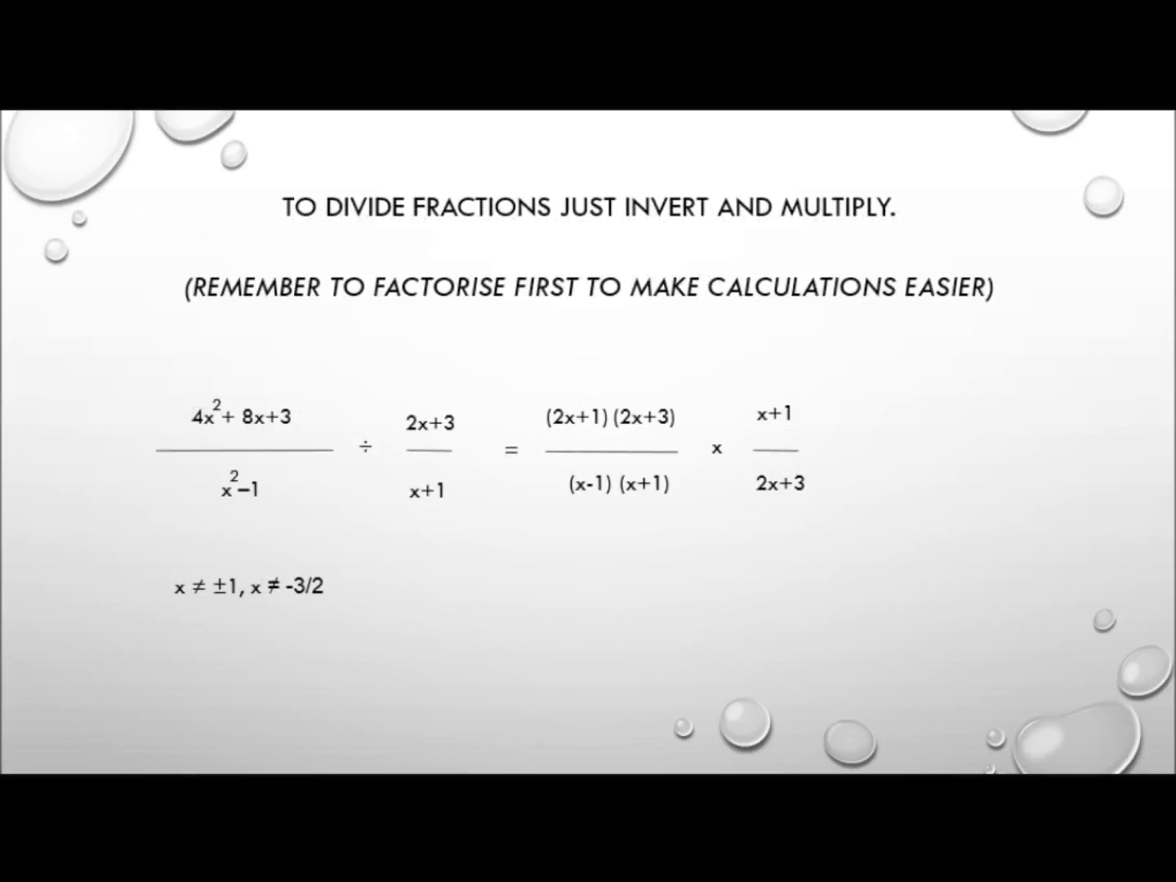To divide fractions, we just invert and multiply. However, we can make our lives a lot easier if we factorise first. Also, by factorising, that makes it clear what conditions will make the fractions go to divide by zero, and we can exclude those possibilities. And of course, since they've been factorised, it's easy enough to cancel out any common factors.